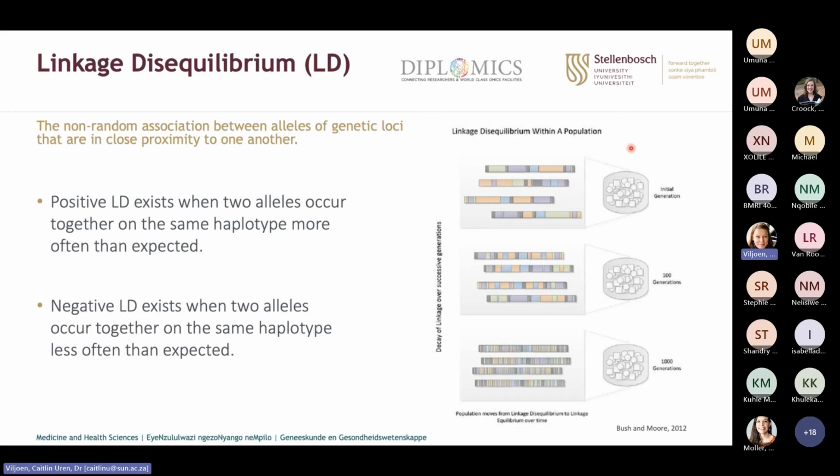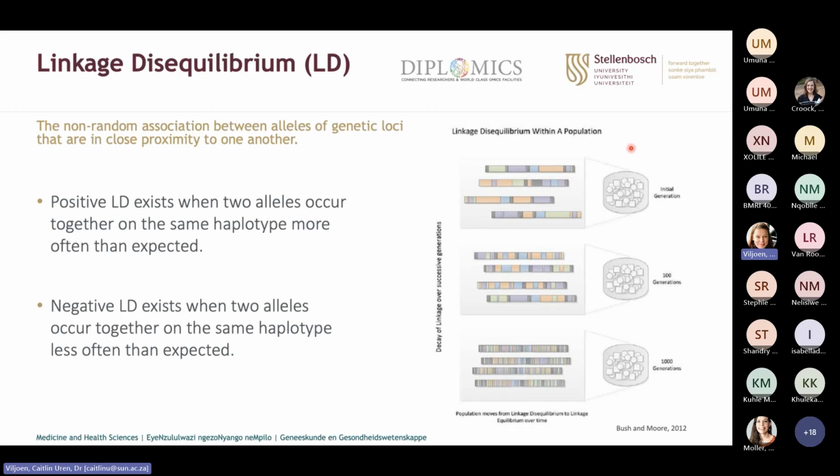So positive LD exists when two alleles occur together on the same haplotype. Remember, we went through the concept of haplotype. And there's positive LD if this is seen more often than expected. Negative LD exists when two alleles occur on the same haplotype less often than expected.